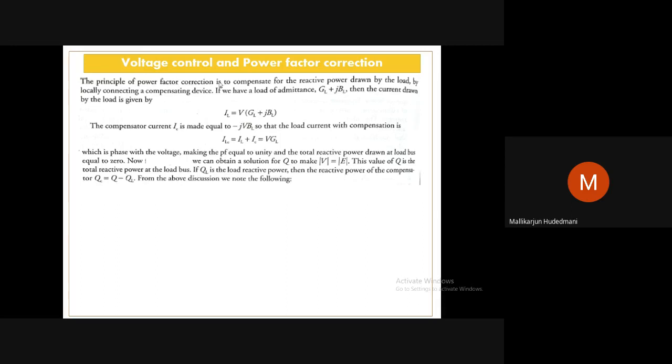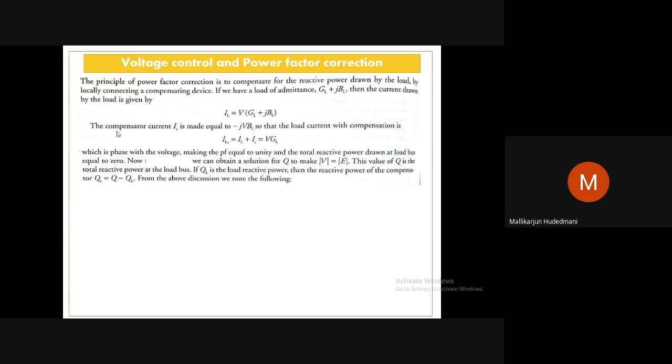In line with which, if we have a load admittance, a local compensation or admittance mode of representation can be seen as if we have a load admittance G plus jBL, then the current drawn by the load, given by I, is V into G or V into admittance. So it's nothing but Ohm's law: I equals V into Y, where Y is GL plus jBL, the conductance and susceptance parts of the system.